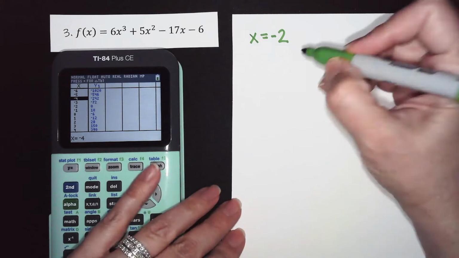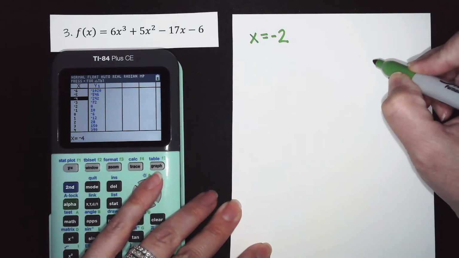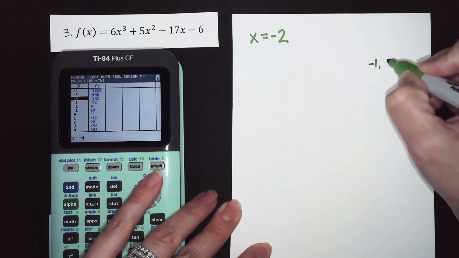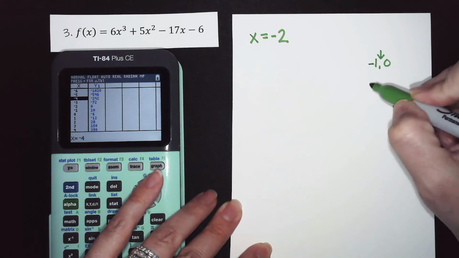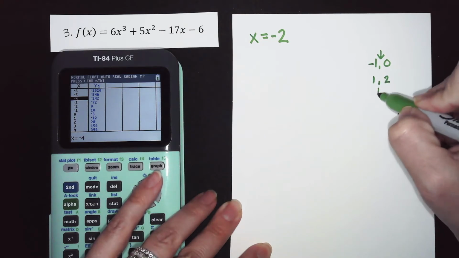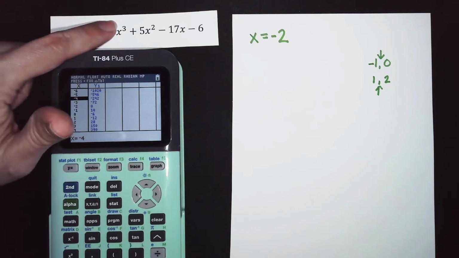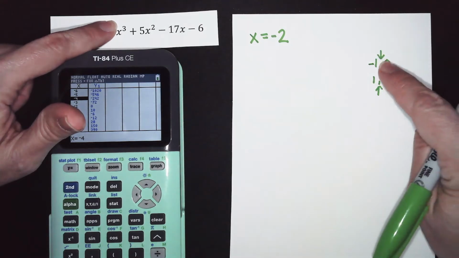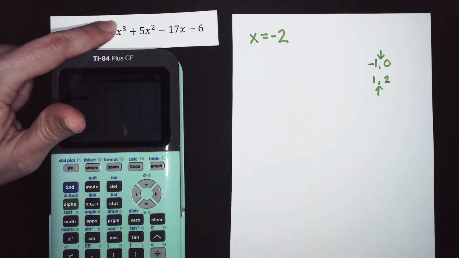So you can mark that if you would like, so you don't forget. So I know somewhere between negative 1 and 0, I have to have a 0 somewhere in there. And then somewhere between 1 and 2, I have to have a 0 in there. Okay, and since it's a cubic equation, I have to have 3 zeros. So this would be 1, whatever this number is, I'm going to find it, and this number, I'm going to find it. So that would be my 3 zeros.